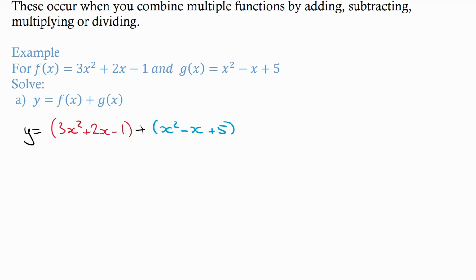Now what we want to do is add any of the like terms. We've got an x squared here and an x squared here, a 2x here and an x, and finally our constants at the end. So 3x squared plus x squared is 4x squared. 2x minus x is just going to be plus x. And then finally, negative 1 plus 5 is plus 4. So we end up with 4x squared plus x plus 4 as our combined function there.